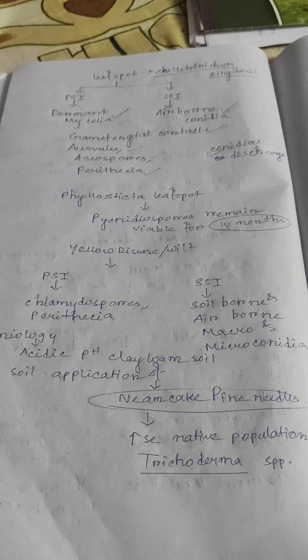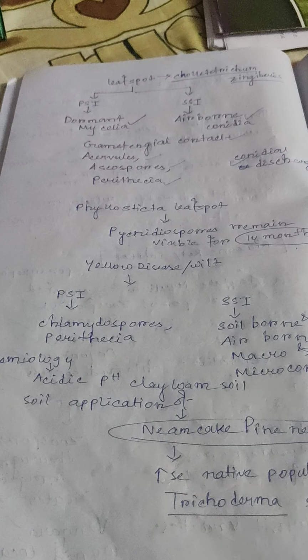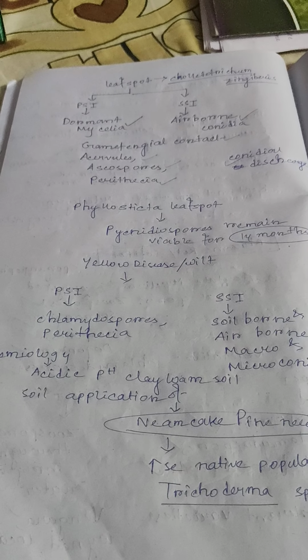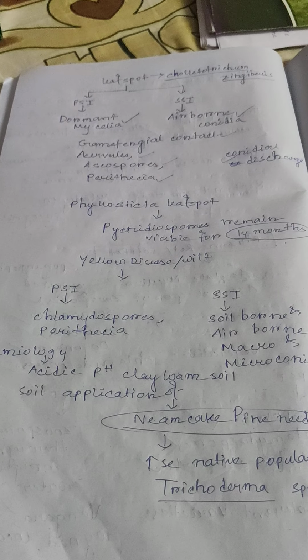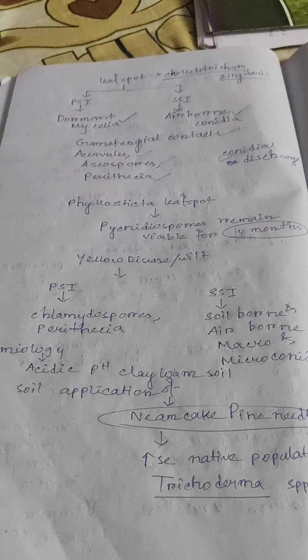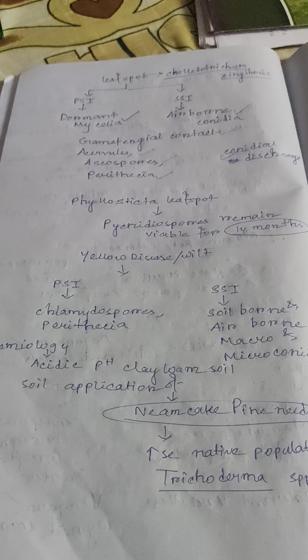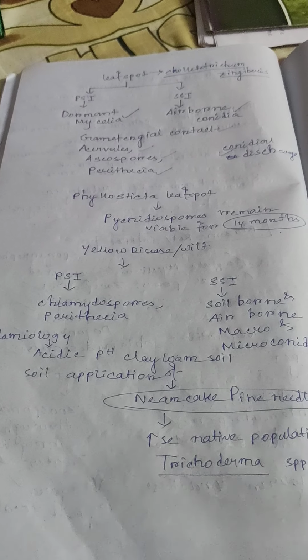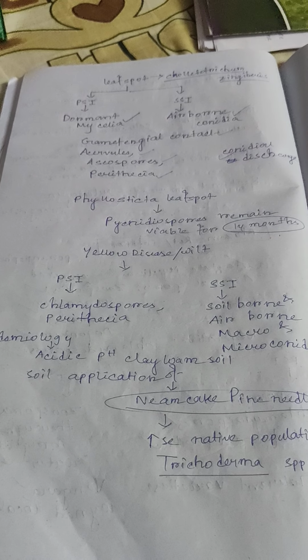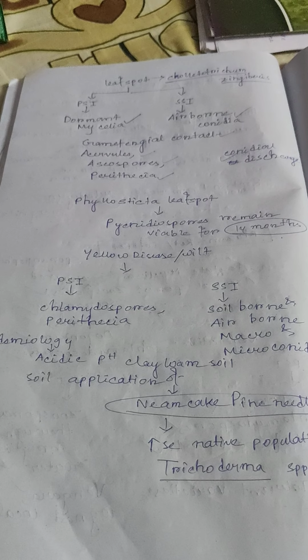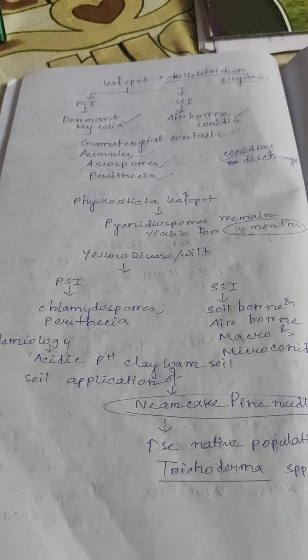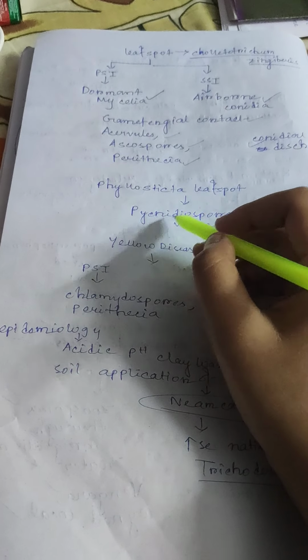So leaf spot of ginger is caused by Colletotrichum gingiberis. Primary source of inoculum is dormant mycelia and secondary source is airborne conidia. Gametangial contact happens in the sexual spores. Acervuli, ascospores, perithecia, conidial discharge.